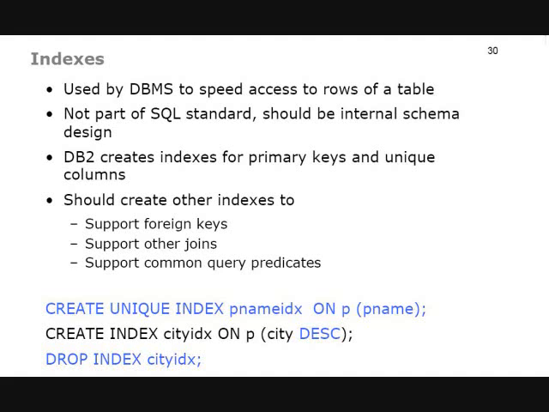So we can have a unique index if the field that we're trying to define the index on has unique values. Then we create a unique index, for example, pname index on pname, supposing that the pname is unique. Or we can create clustered indexes where there might be more than one of the same value. So for example, city index on p city descending. So I can say whether I want my index to be ascending or descending. And equally, as I create indexes, I can drop them, like I can drop other objects. So if I drop index city IDX, then that index that I created is deleted, and it's no longer there.